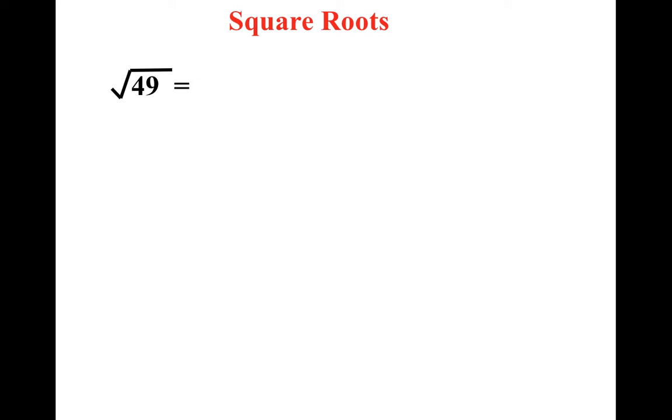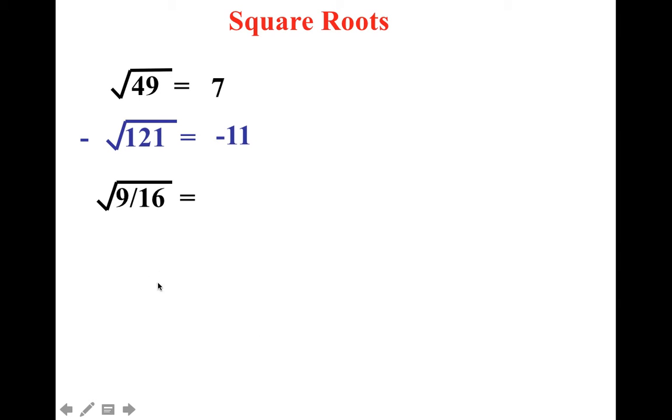So this one, 7. This one, negative 11. This one, ooh, interesting. What two identical numbers multiply together to get you 9? 3. And what two identical numbers multiply together to get you 16? 4. So the answer would be 3/4, because 3/4 times 3/4, 3 times 3 would be 9, and 4 times 4 would be 16. This one, give you a second. Feel free to hit pause at any time here if you want to try. Negative 1/4.